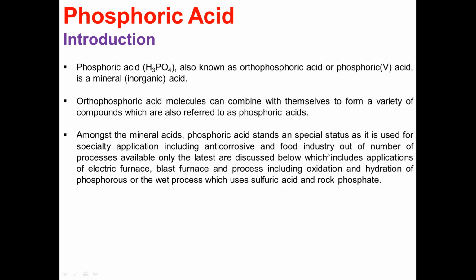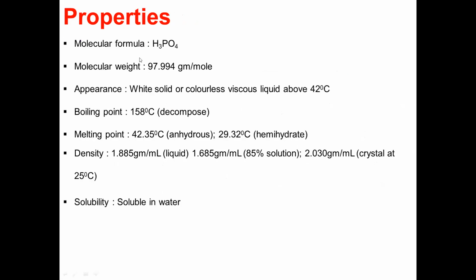and food industry. Out of the number of processes available, only the latest are discussed below, which include applications of electric furnace, blast furnace, and processes including oxidation and hydration of phosphorus, or the wet process which uses sulfuric acid and rock phosphate. This wet process of production is a very important process, which is commercially applied in all industries, and is of great industrial importance.